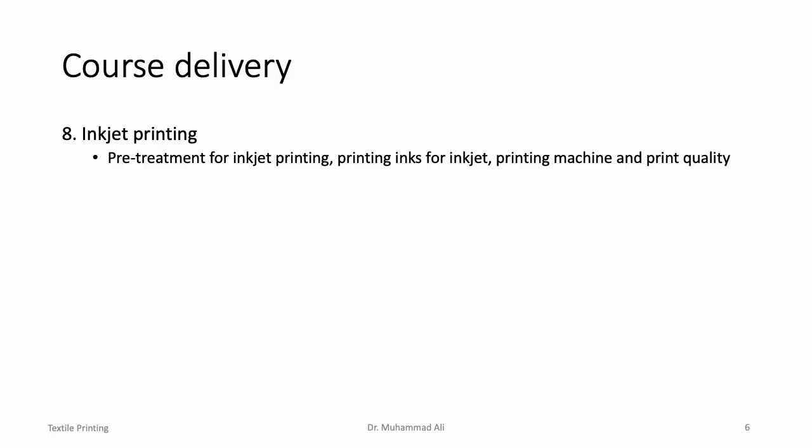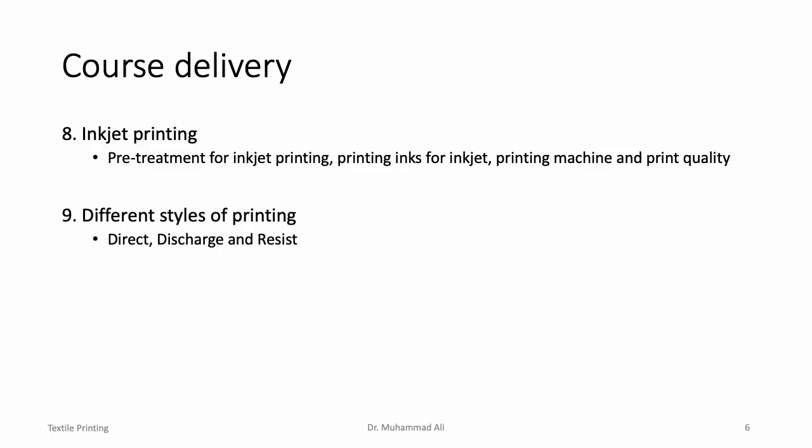Although this will be covered in the relevant lectures in detail, I would briefly mention here that pre-treatment of fabric for inkjet printing is in a way completely different from pre-treatment of fabric for screen printing processes. Similarly, the printing inks for inkjet printing have completely different characteristics from the printing inks used for screen printing. The machine is substantially different, and the factors which affect the print quality in inkjet printing are also completely different from screen printing processes. This is all that we will cover in this series of lectures on inkjet printing.